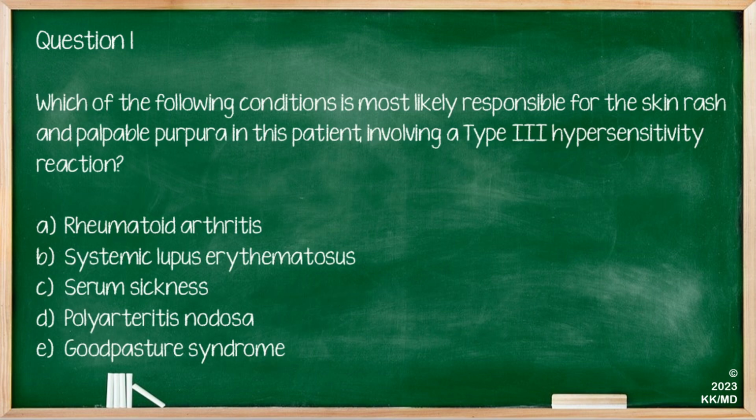The options are A, rheumatoid arthritis, B, systemic lupus erythematosus, C, serum sickness, D, polyarteritis nodosa, E, Goodpasture syndrome. Recall that this is a classic case of somebody with a history of hepatitis who has recently had an infection and required antibiotic treatment and has come up with a classic purpuric rash concerning for a hypersensitivity reaction. And if you remember, as per our discussion, the correct answer here is going to be serum sickness.